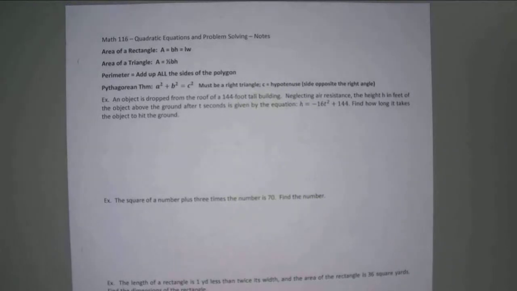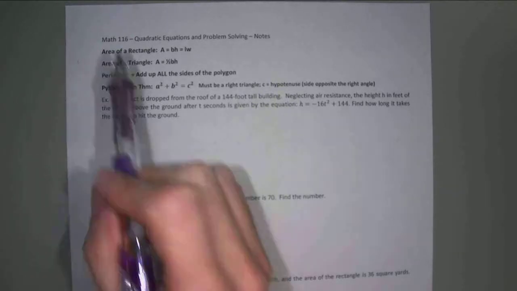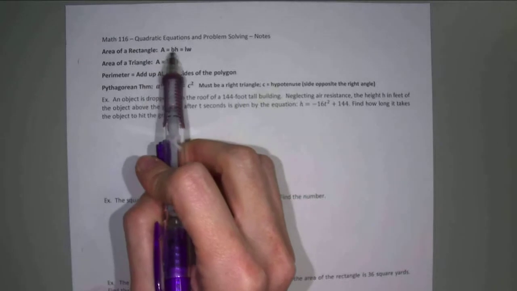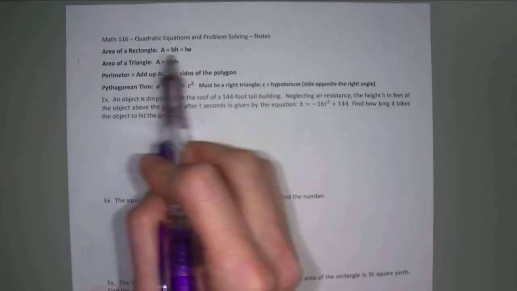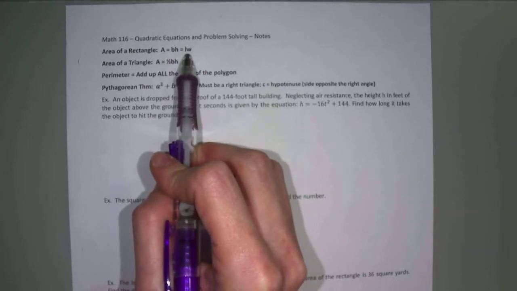So the next section is going to be about quadratic equations and problem solving, and they have a couple of reminders of different formulas you might use. The first one is the area of a rectangle. It's base times height, or length times width. This is one that you're going to use pretty frequently in this section, okay?